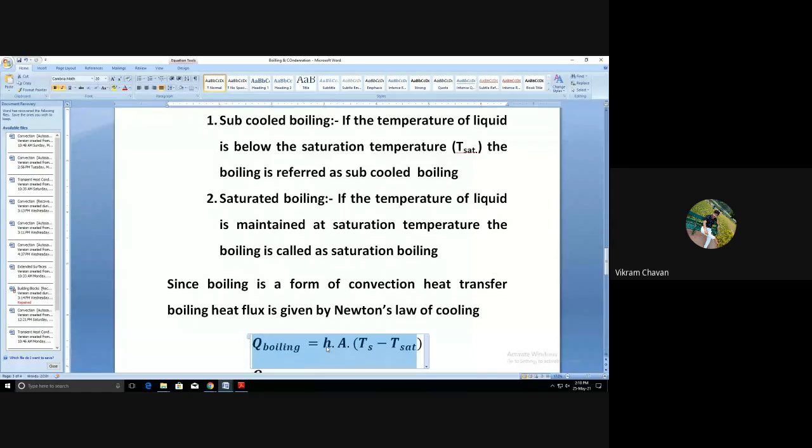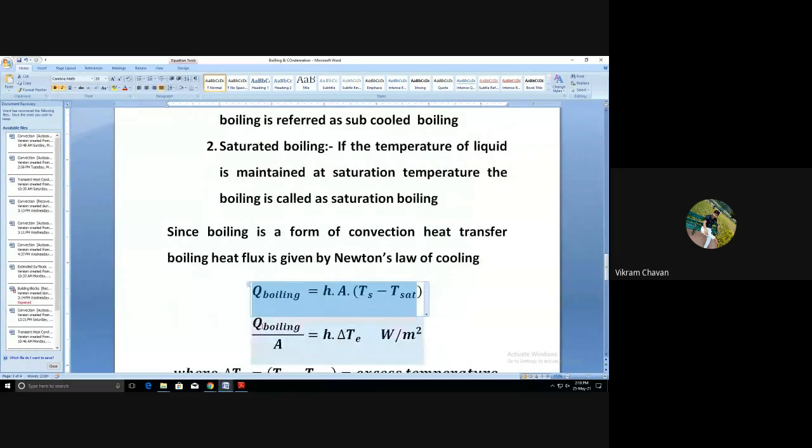Heat transfer rate per unit area is nothing but heat flux. And the heat flux in this case we get as Q boiling divided by area is equal to h multiplied by delta T. Here I have used one more symbol, delta T suffix E, which signifies the excess temperature.